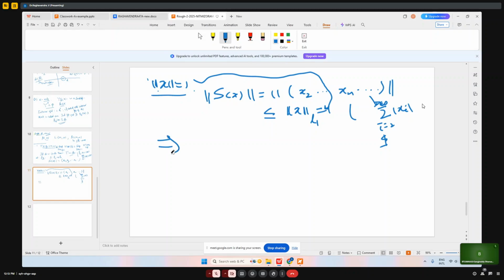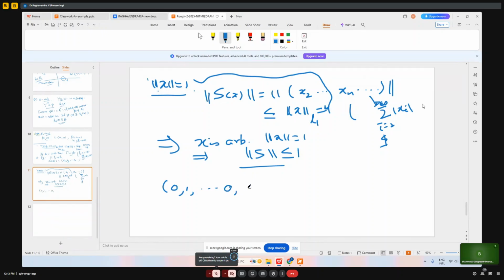So this implies that x is arbitrary with norm x equal to 1. The supremum is less than or equal to 1. But we would like to calculate the norm itself. So the supremum, if it is attained at some point, then we are done with it. What you do is, you take the element like 0, 1, 0, 0, 0. Let me call it some p. Actually, this is e2. Norm of e2 is 1.